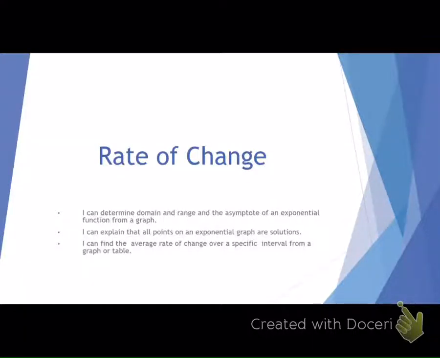Explain that all points on an exponential graph are solutions. We're pretty good with that. And you can find the average rate of change over a specific interval from a graph to a table or a table. So here's the thing.